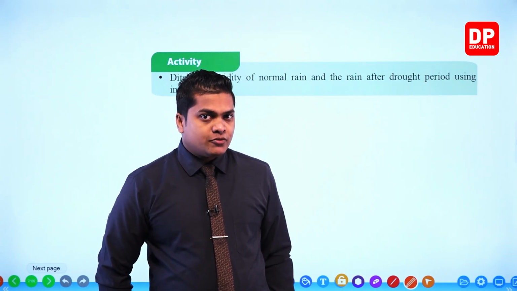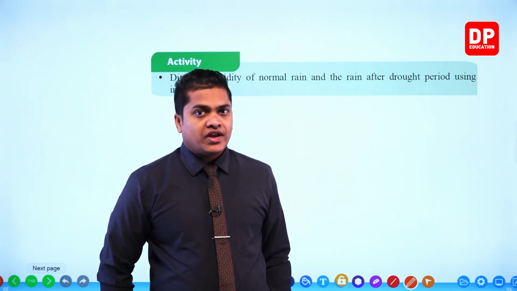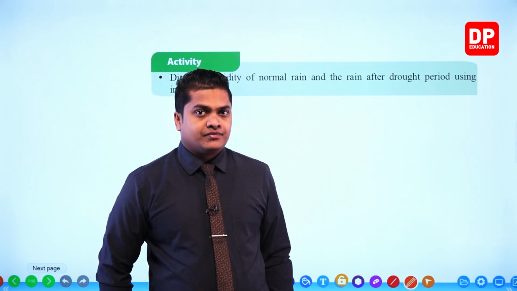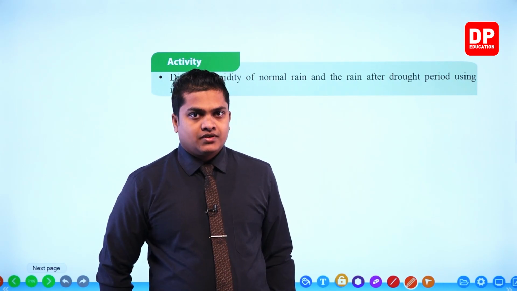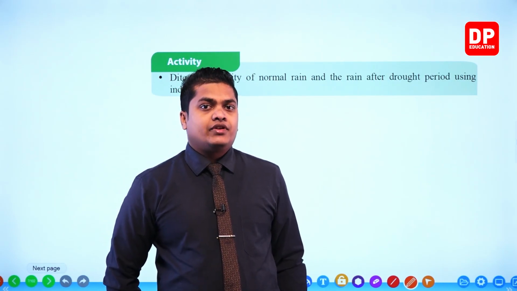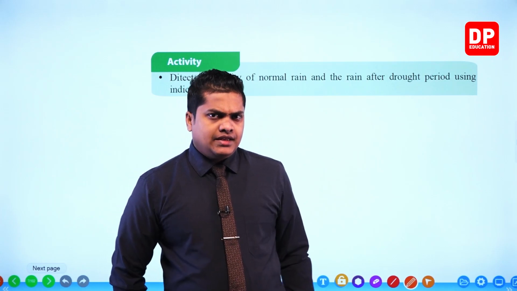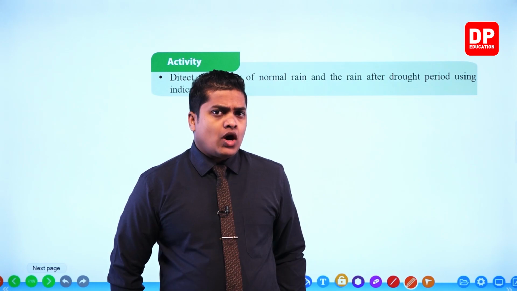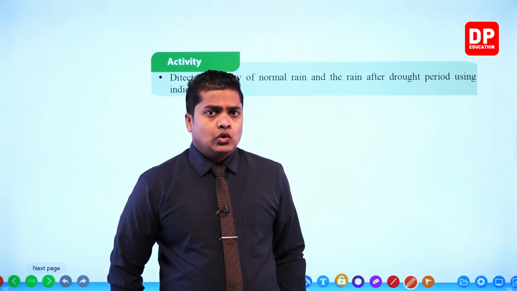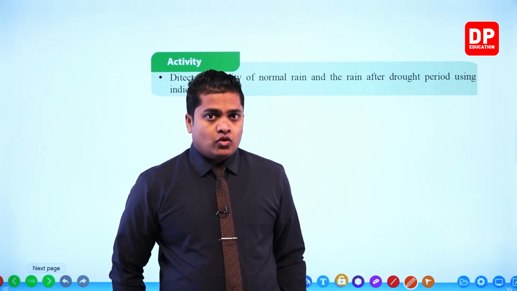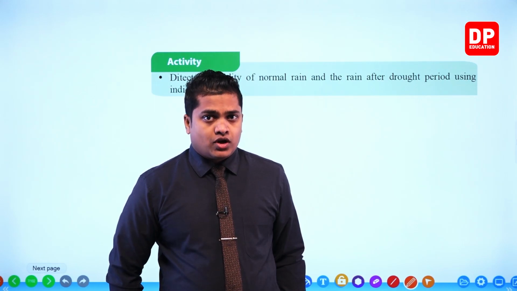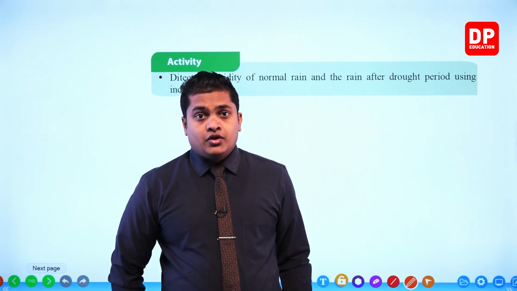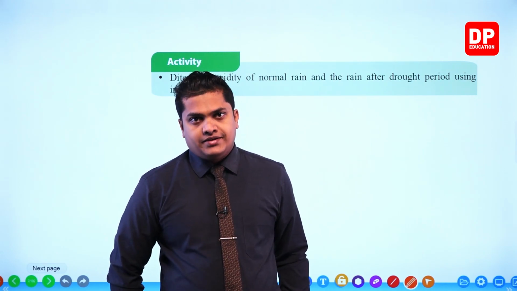So if you have pH papers, my dear children, try to get them and find out the acidic or basic nature of normal rainwater, and of rain after a drought period. I think your parents have told you not to go outside after a long drought period, if the rain is going to come down. Don't get wet from that rain.